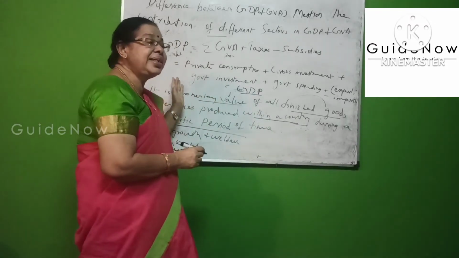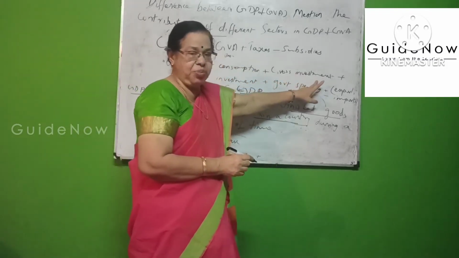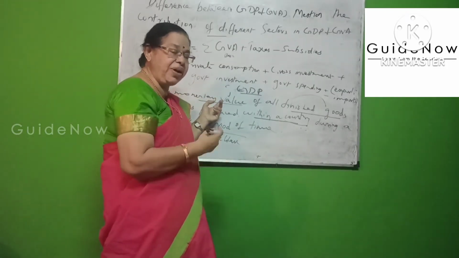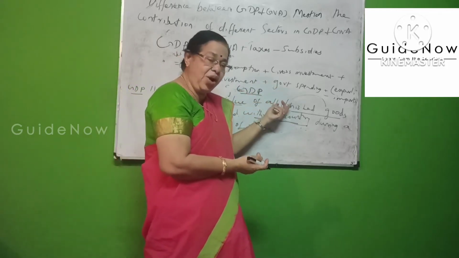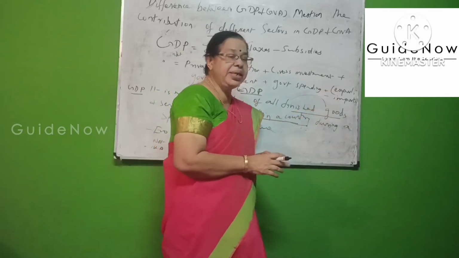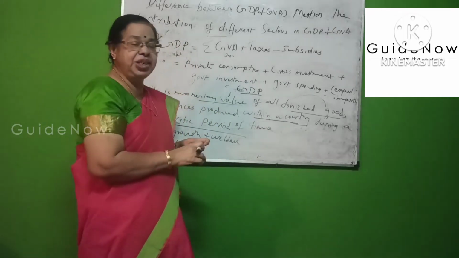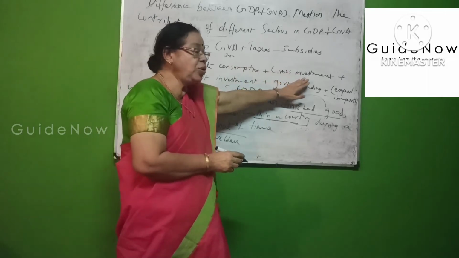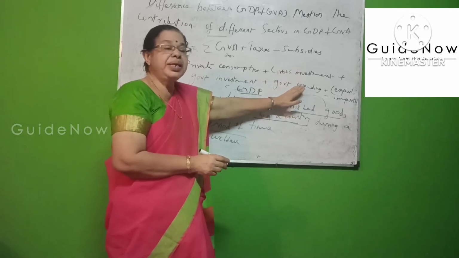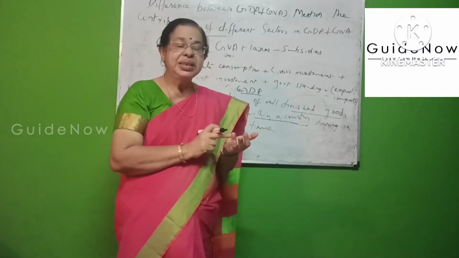The other equation is that GDP equals private consumption, individual consumption, plus gross investment, total investment, plus government investment, that is government invested in various projects, plus government spending, government expenditure, plus export minus import, that is trade. GDP equals private consumption plus gross investment plus government investment plus government spending plus export minus import, or trade. This is another important equation. So first, what is meant by GDP?